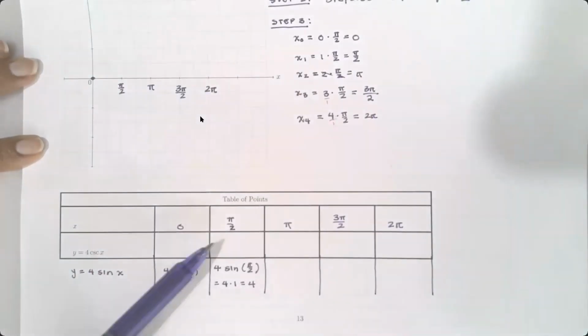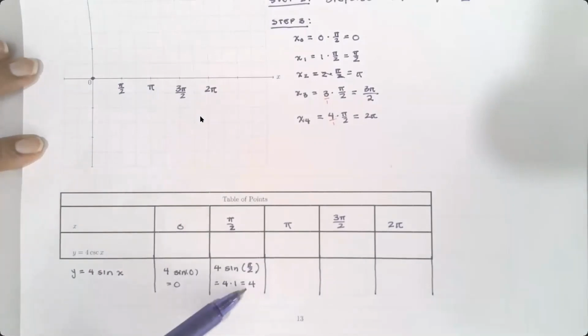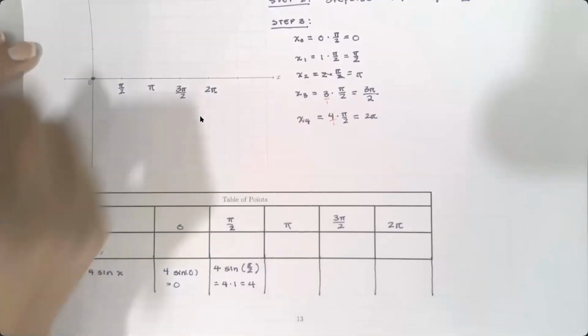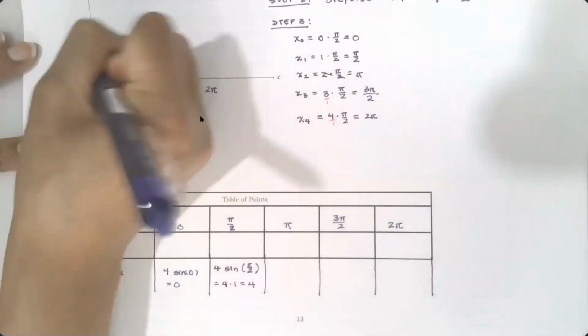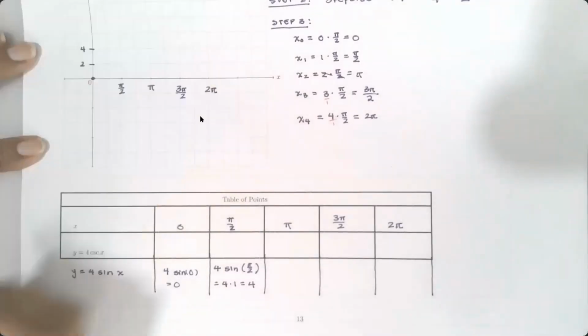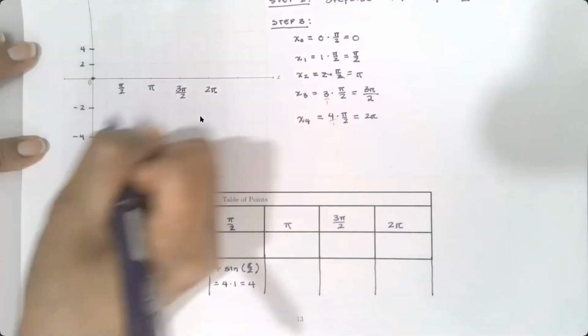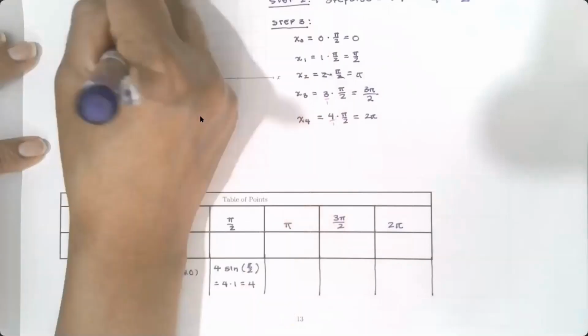And so we need to be able to cover a y value of 4, so I need to make sure that 4 is on here. What I'll do is I'll label this as a 2 and this as a 4. And then this would be negative 2. This is negative 4. Okay, so at pi over 2, we reach 4.